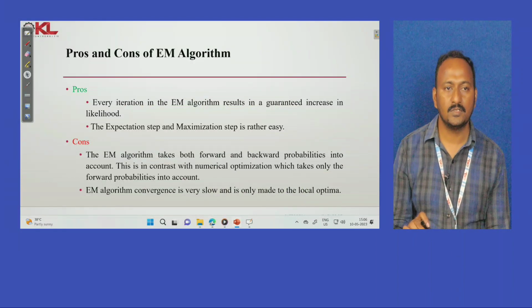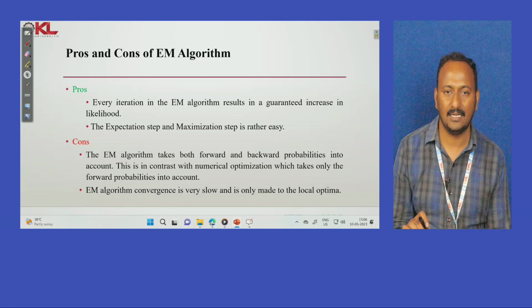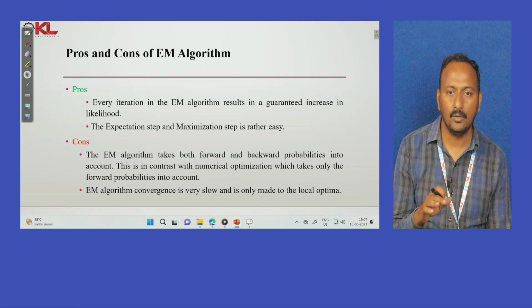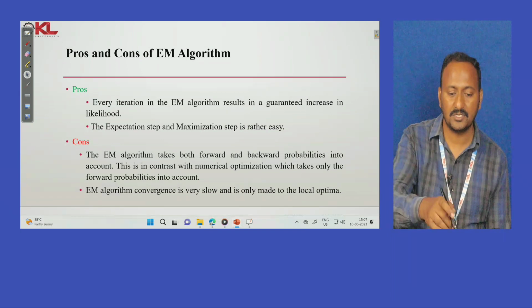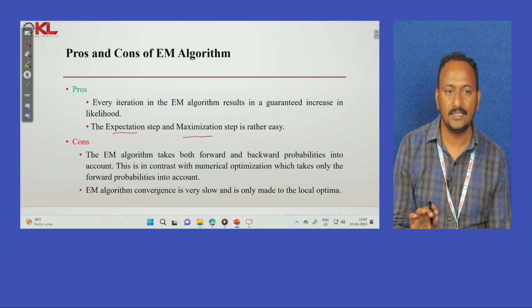Coming to the pros and cons of our EM algorithm, the pros are: every iteration of our EM algorithm results in a guaranteed increase in likelihood. It means that in every iteration the likelihood value must increase. And in this we have the expectation step and the maximization step. These two steps are very easy to implement.